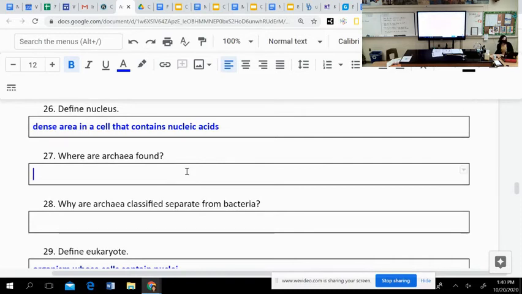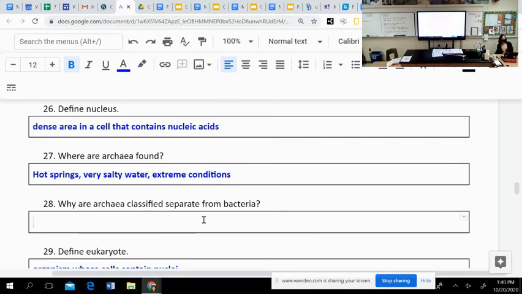Jumping into question 27, where are archaea found? This is a specific domain of organisms. What do you guys have? Hot springs. Okay, hot springs. Very salty water. I would say in general, extreme conditions, right? It's going to be like a crazy place.